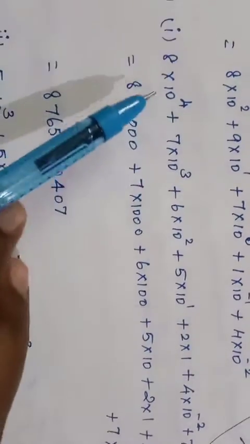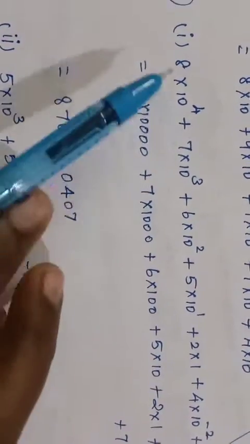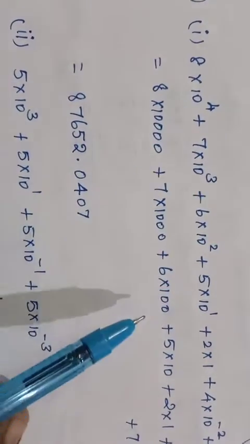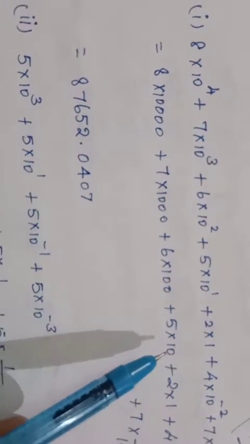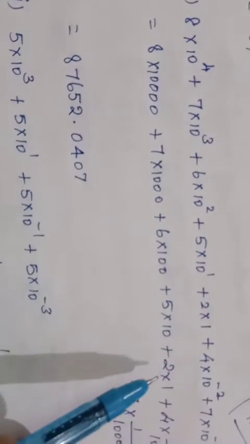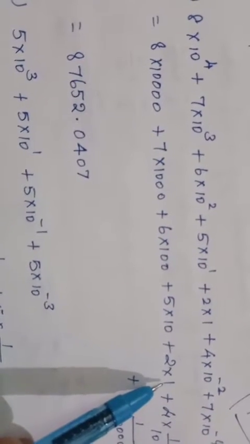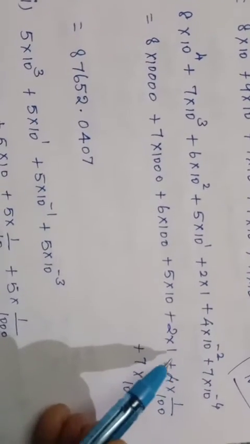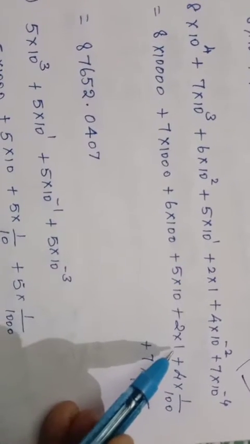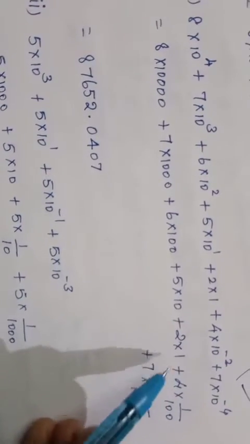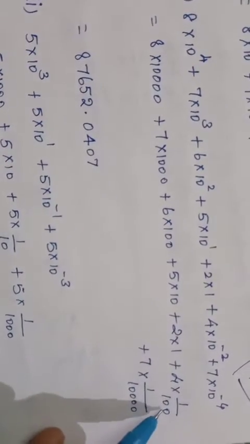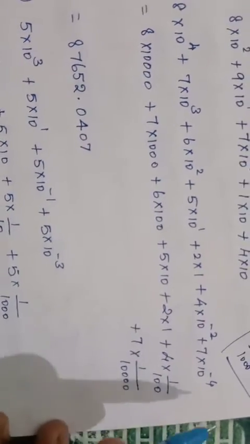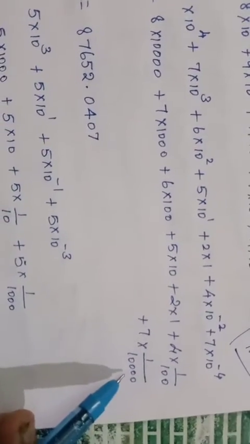For this ninth sum, the given question: 10 power 4 means 10,000, 10 cube means 1000, 10 square means 100, 10 power 1 means 10, and 1 means 10 power 0. What is the meaning of 1? 10 power 0 is the ones place. So 10 power 0 or 1 you have to write. For this, what is the meaning? 10 power 0 plus 4 into 1 by 100 plus 7 into 1 by 10,000. For 10 power minus 4, that is 1 by 10,000.